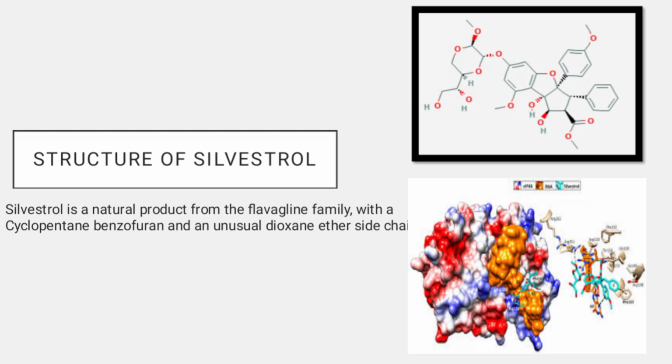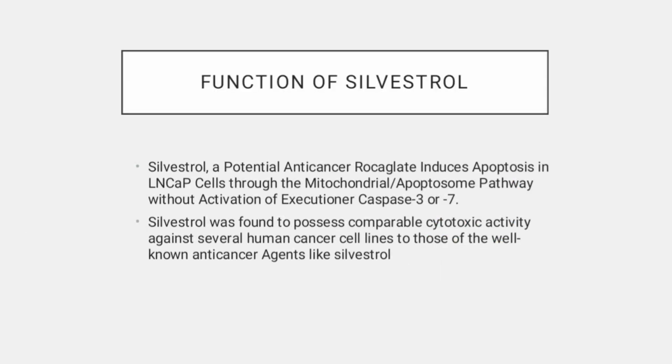The next one is the structure of Silvestrol. As I already told you, Silvestrol is a natural product from the plant genus Aglaia foveolata, and it has a cyclopenta[b]benzofuran and an unusual dioxane ether side chain. These are the two structural diagrams, and with the help of these diagrams we can see how the dioxane ether side chain is attached to it.